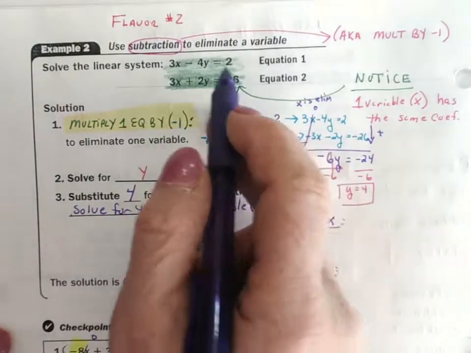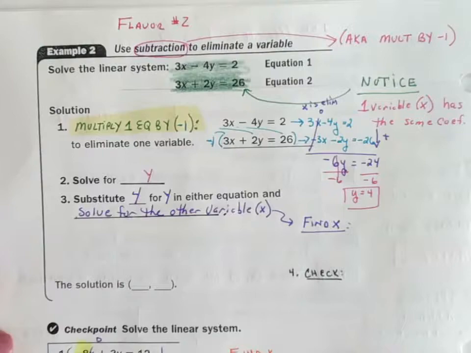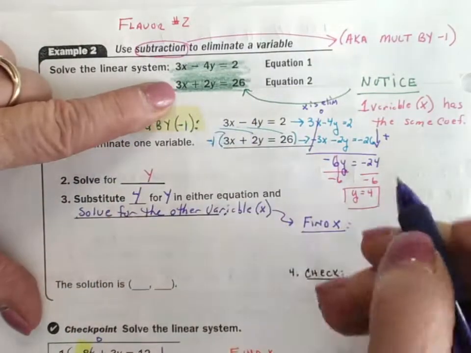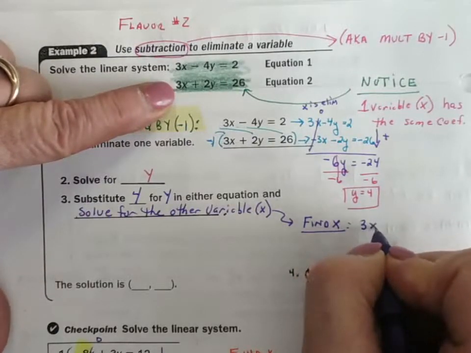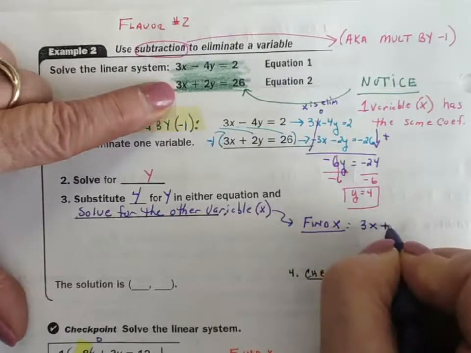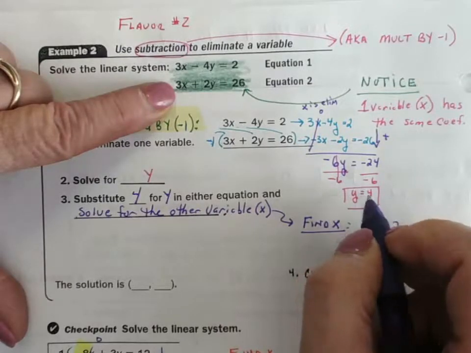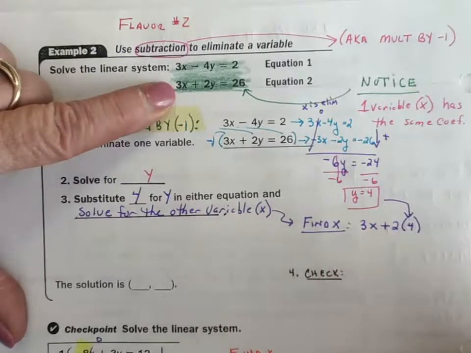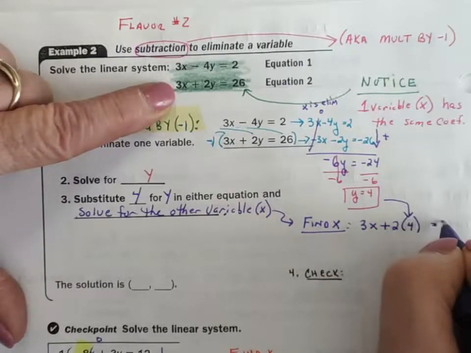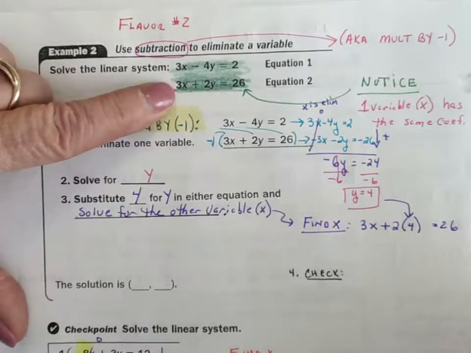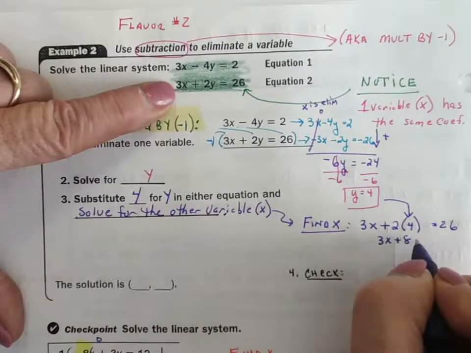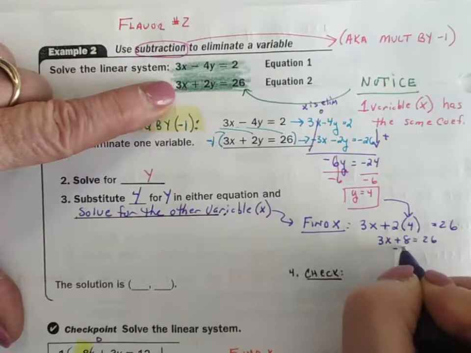So again, you can use either of the top two equations. I'm going to pick the one that doesn't have any negatives. So I have 3x plus 2, we know that y is 4, so we're going to put that in for 4, equals 26. And we're going to solve 3x plus 8 equals 26.